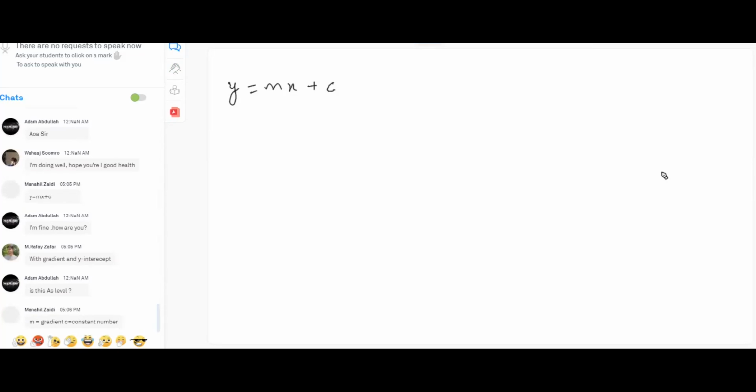So in y equals mx plus c, what is it exactly? Manahil, Rafi, that's correct. M represents the gradient, and the c represents the y-intercept.